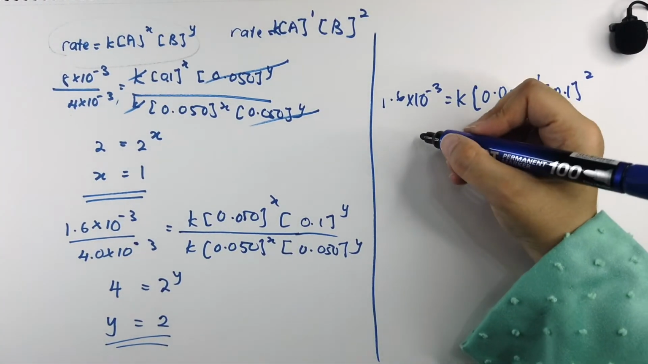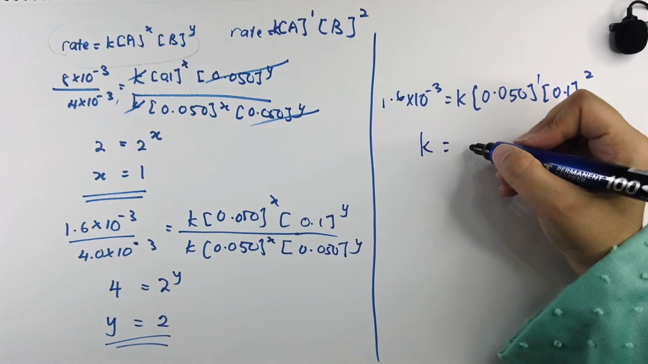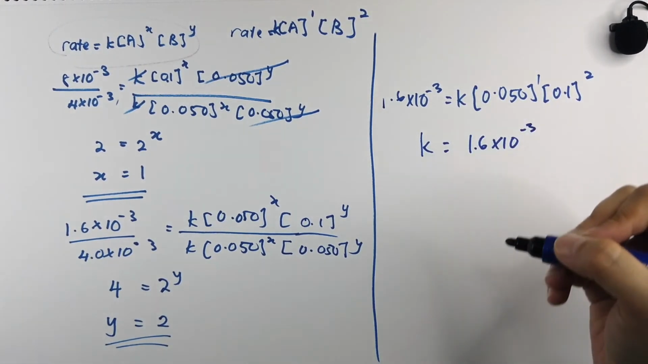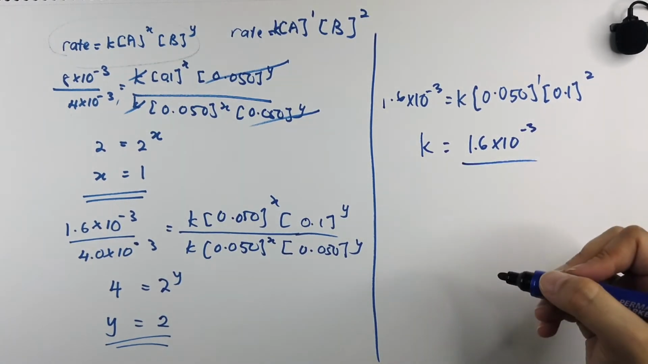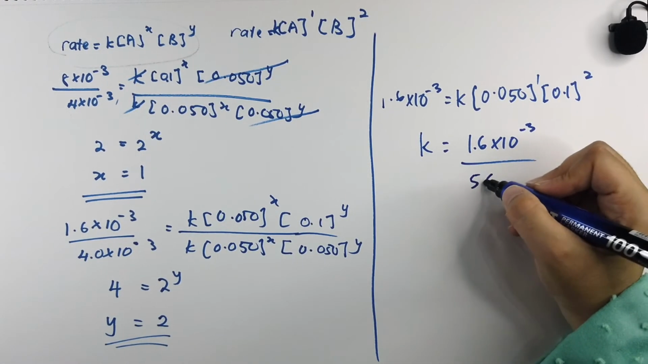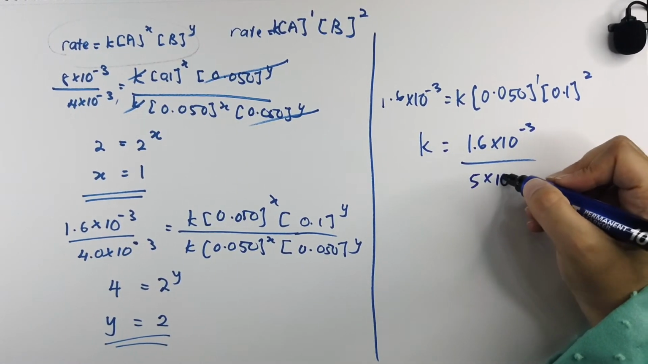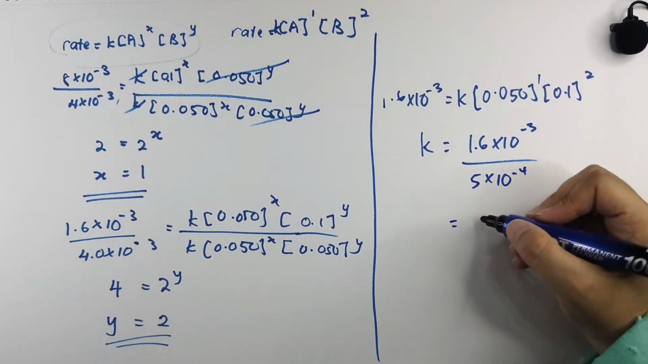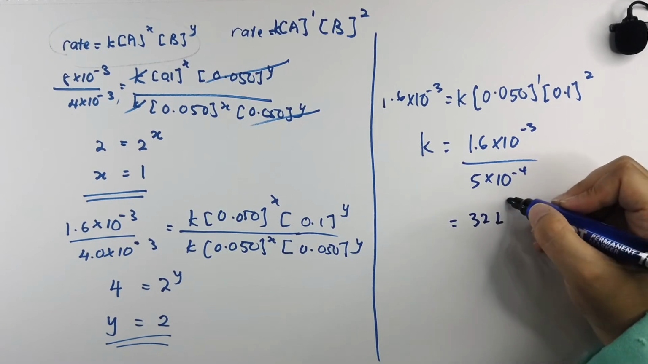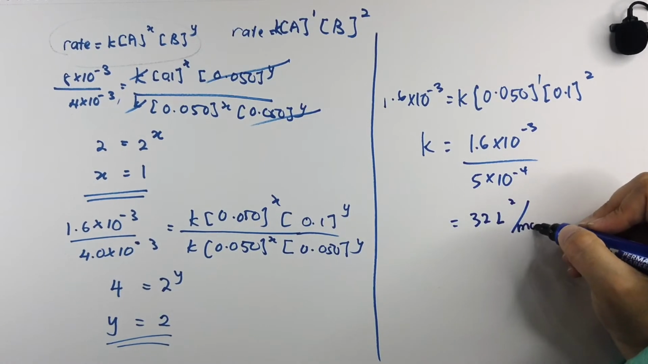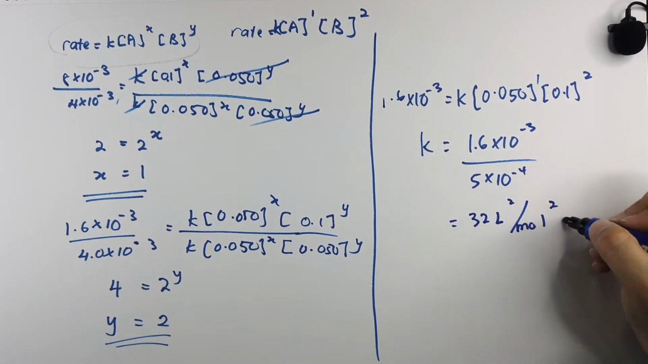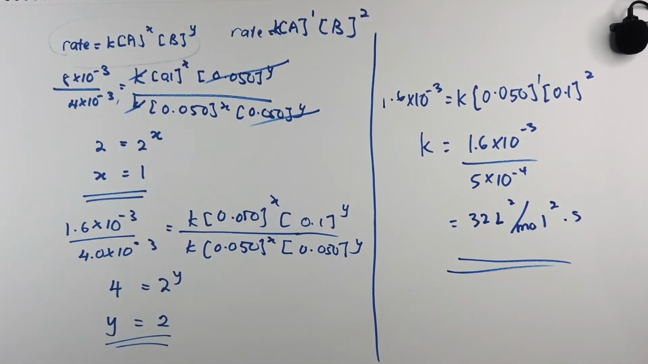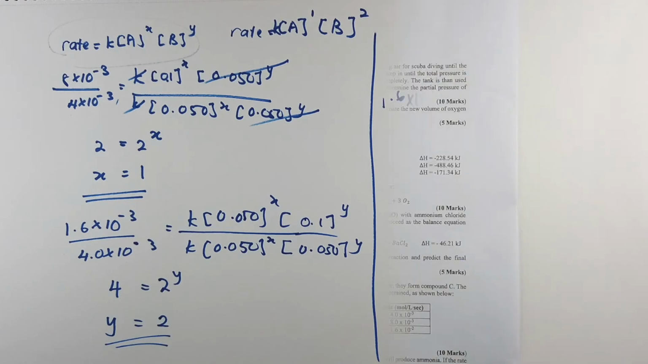So from here, you can get your K is equivalent to 1.6 times 10 to the power of negative 3 divided by 5 times 10 to the power of negative 4. So you should get your K is equivalent to 32 meters square over mole square per second. Right, so this is the final answer for your third question.